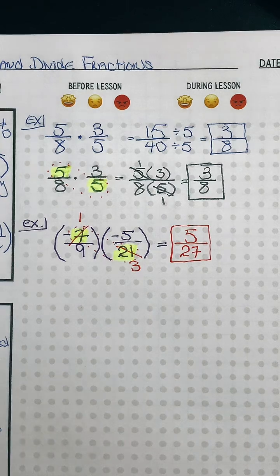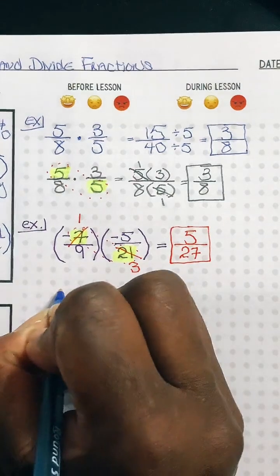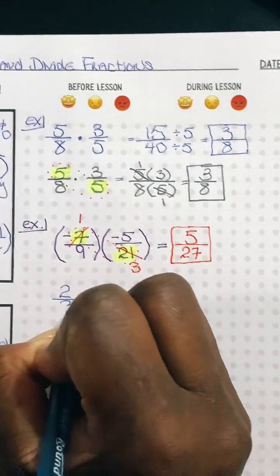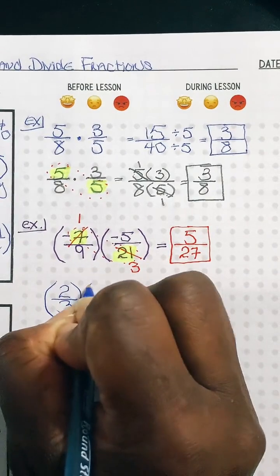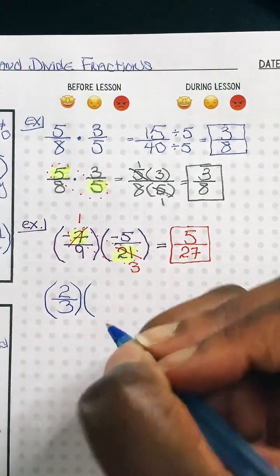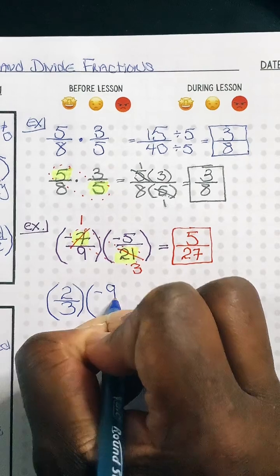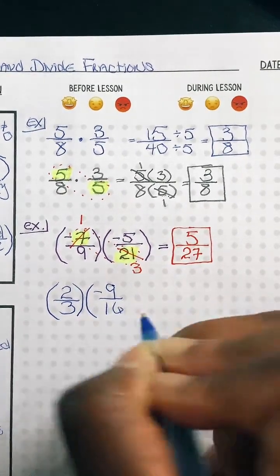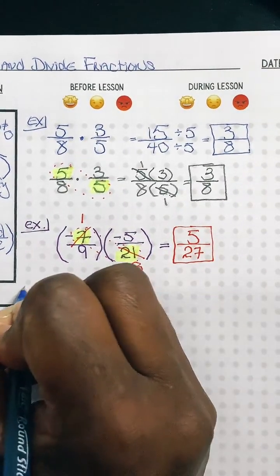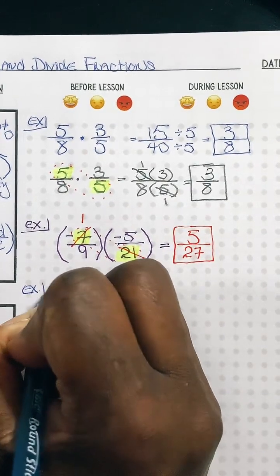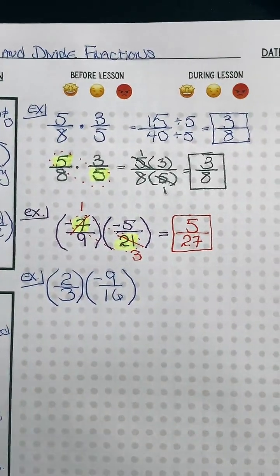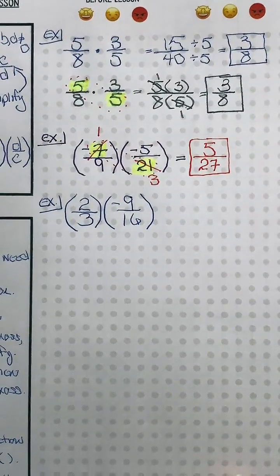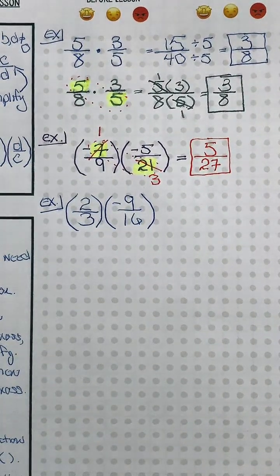Let's see. What kind of concoction can I draw up? Okay, I could do this one. How about 2/3? I'm going to do it like this one, times -9/16. Ooh, she doing something fancy. Okay. Let's see what we got.